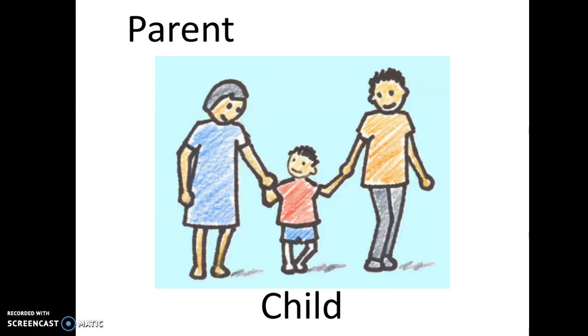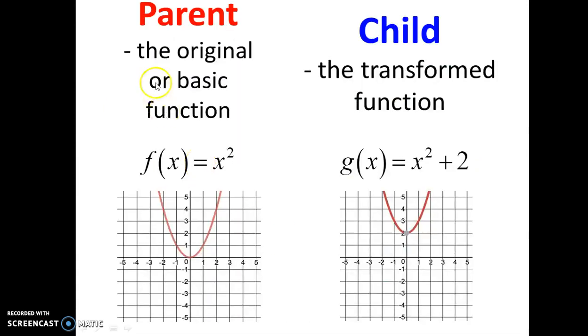Let's talk about the meaning of parent and child. A parent is the original or basic function. For example, this is a basic quadratic. It's called the parent. A child is the transformed function, a function that has been stretched or compressed or moved or translated or reflected. All right, so here the parent has been changed a little bit. It's moved as a result. This is called a child.